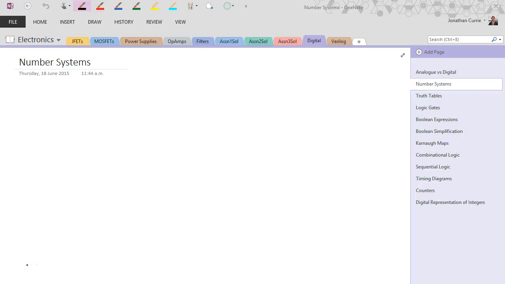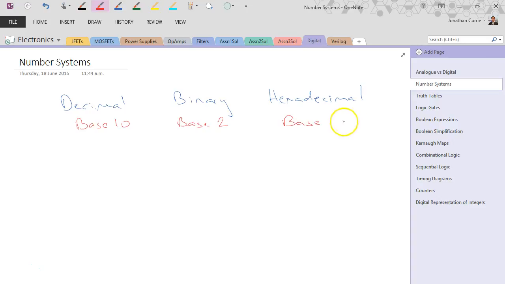Alright, in this video we're going to be looking at the different number systems that we can use, and specifically ones that are more interesting for digital electronics like binary and hexadecimal. So the three that we're going to look at are decimal, binary and hexadecimal. And the difference between these is known as the base, where decimal is base 10, binary is base 2, and hexadecimal is base 16.